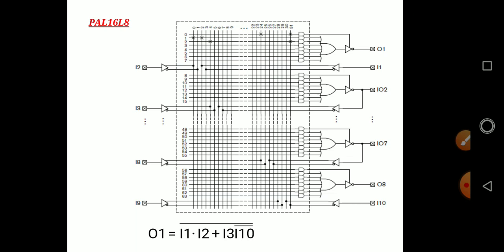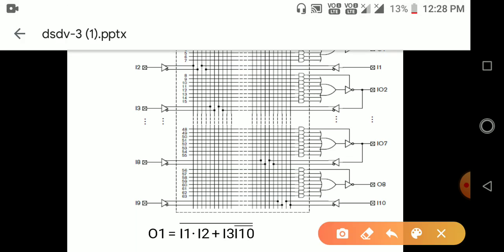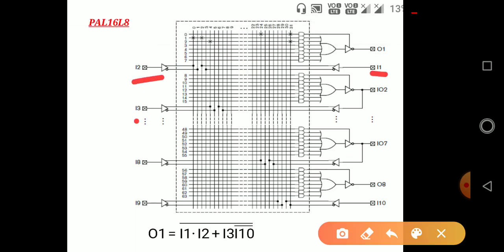There are 10 input pins in the diagram. You can see here I1, I2, I3, and it continues until I8, I9, I10. Totally 10 input pins are there.